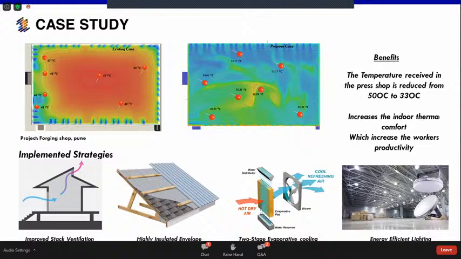Then wherever it is possible, two-stage evaporative cooling can be proposed so that an employee can use it independently. The two-stage evaporative cooling is more efficient than having the pedestal fan at the industries.